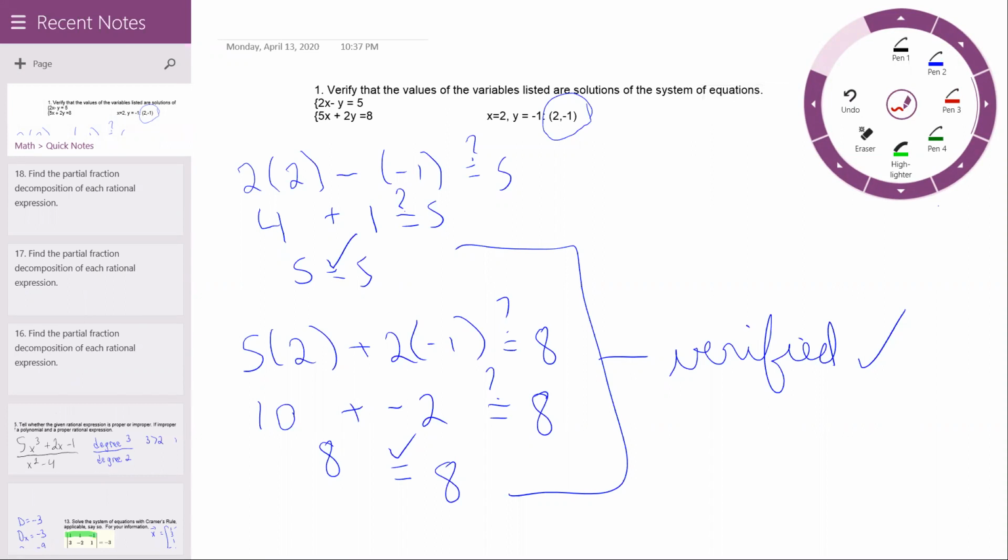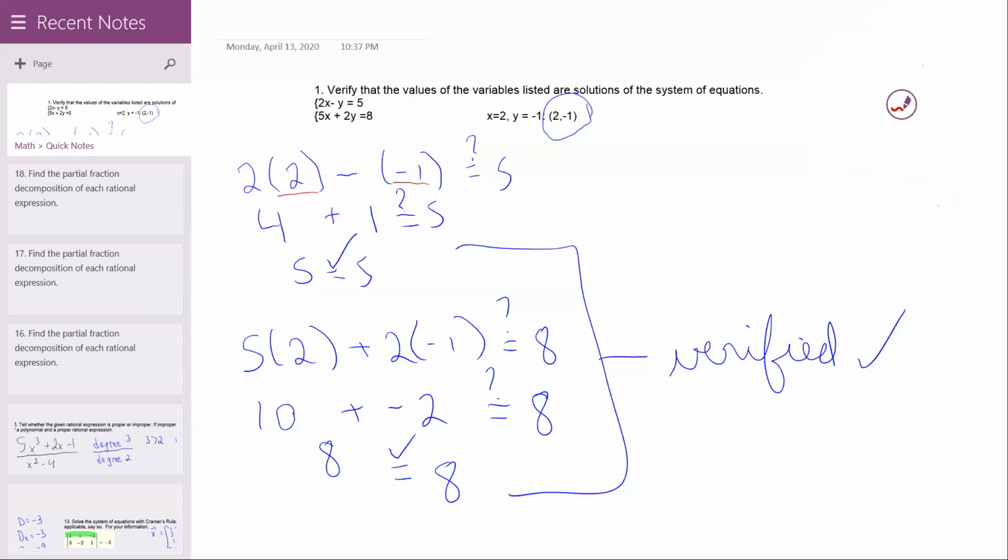So for problem 1, it just wants us to verify that the values actually are a solution. So this one should be pretty easy for you, but just a reminder in case you've forgotten. To verify, we put in 2 for x and -1 for y, and we put a question mark here because we want to see if it equals it. So we go to this step, then we say, okay, 4 plus 1x, does it equal 5? 5 equals 5, great. We verified it for the equation 1.